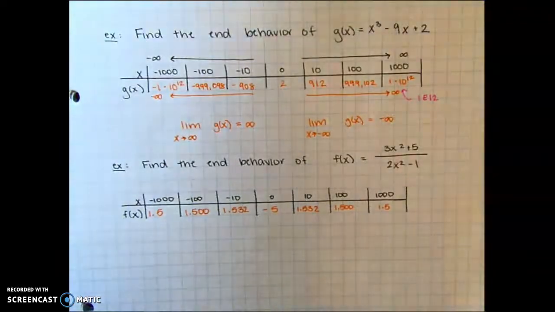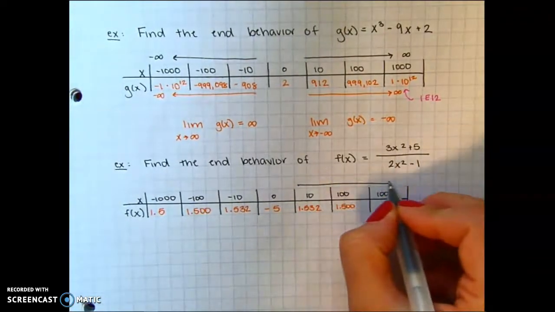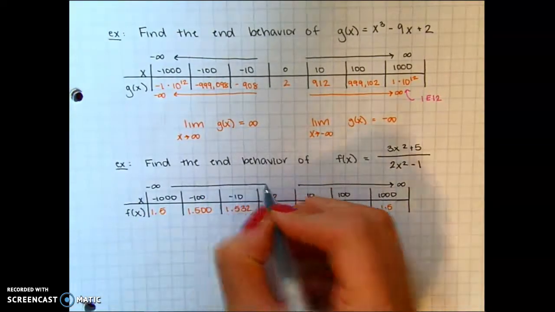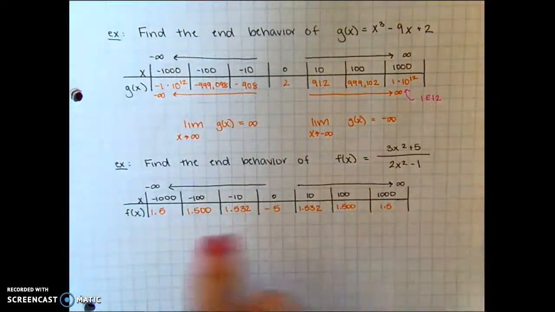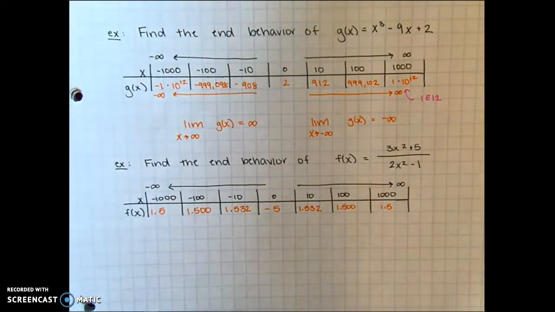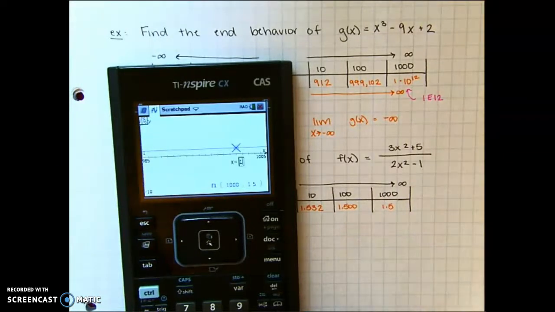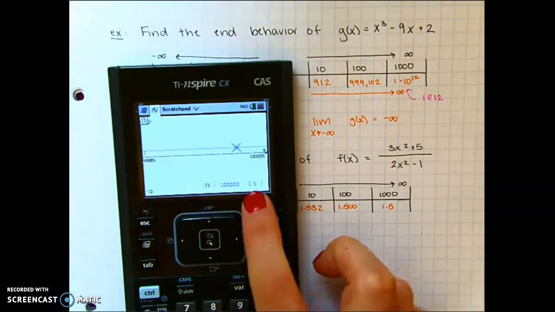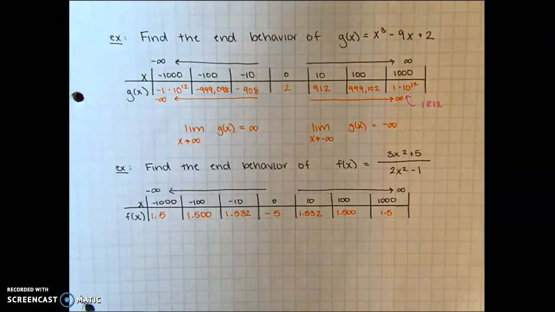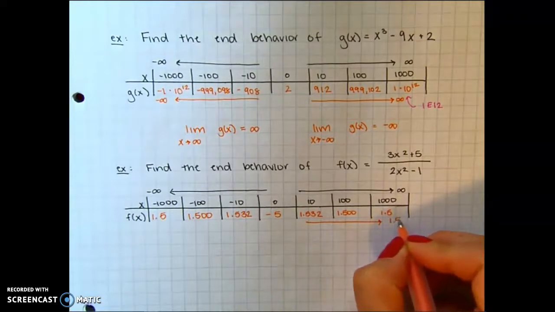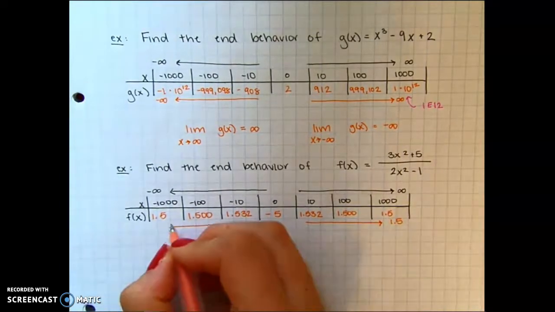So now, again, as x is going towards positive infinity and negative infinity, what is happening? So it looks like it's going to 1.5. If you're not sure, this is where you could enter more numbers. So even though it's at 1.5, I could do 10,000. Did I do too many zeros? I did 100,000, right? And it's still going towards 1.5. So it's safe to say that our y values are going towards 1.5 on both sides.